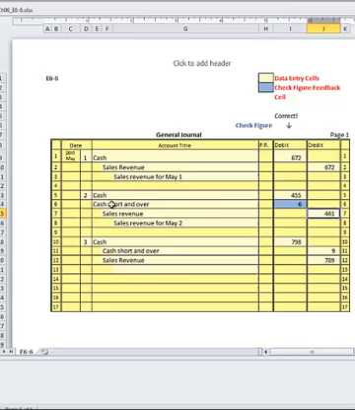So on May 2nd, we were short $6. So I had to put the $6 on the debit side to make it balance with the credit. On May 3rd, we were over by $9. So the cash short and over had to go on the credit side so that we would balance with the debit of $798.